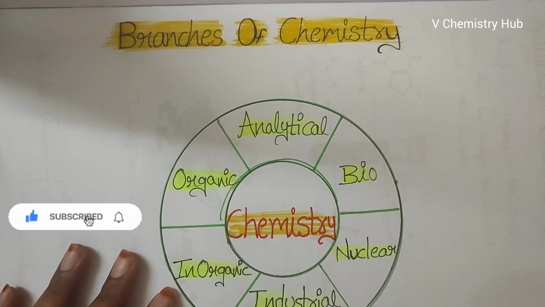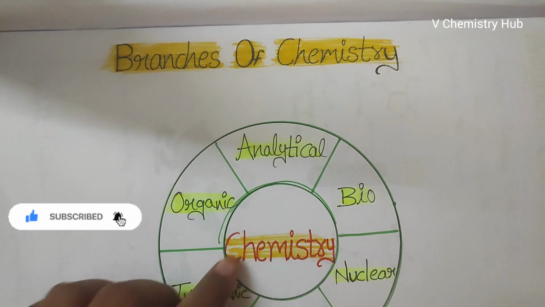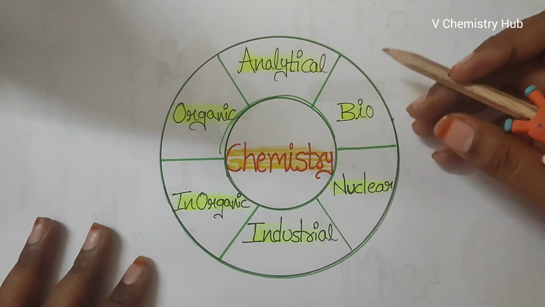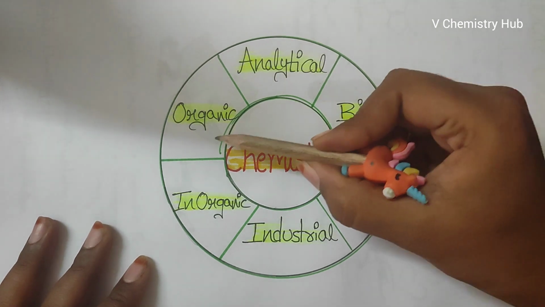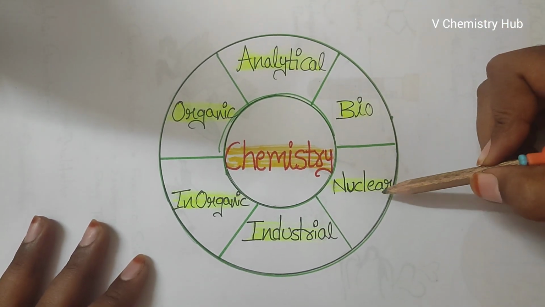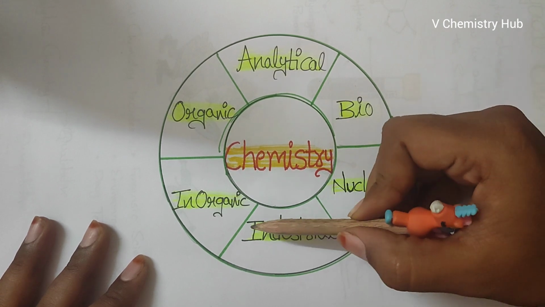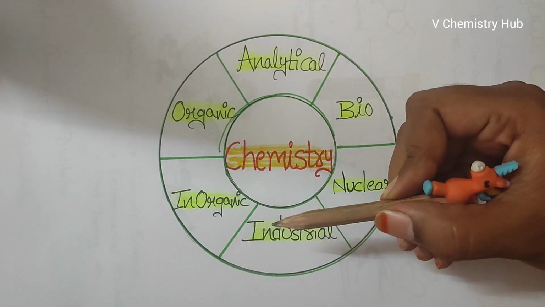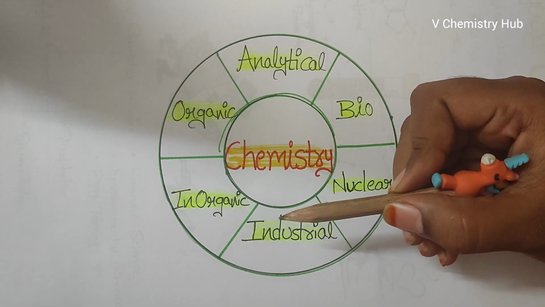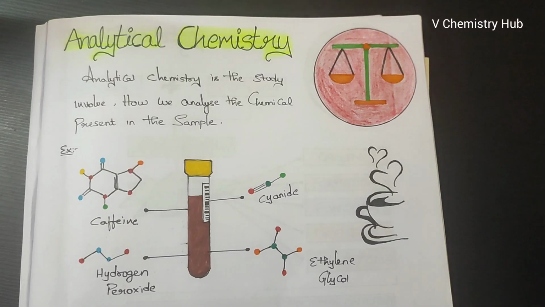In this video, I am discussing the branches of chemistry. So, chemistry is having so many branches. The main branches of chemistry are six: organic chemistry, analytical chemistry, biochemistry, nuclear chemistry, industrial chemistry, and inorganic chemistry. As I said, chemistry is having so many branches. The main branches are these six branches.